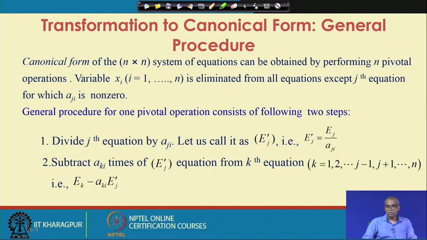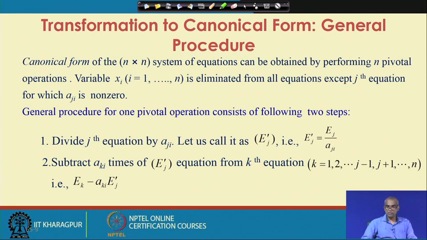So, here is the general procedure for transformation of the set of equations to canonical form. The canonical form of the n by n system of equations can be obtained by performing n pivotal operations. Variable x i, for i equal to 1 to n, is eliminated from all equations except the jth equation, for which a j i is non-zero.